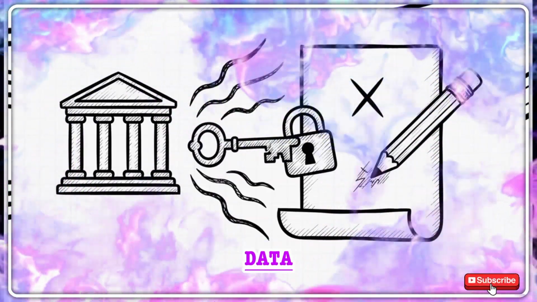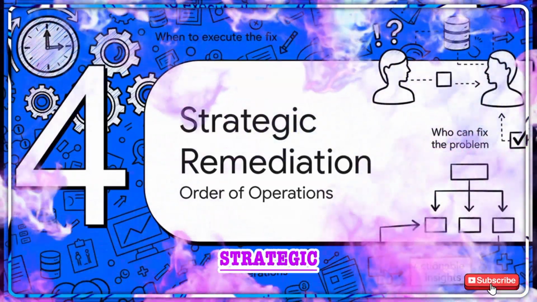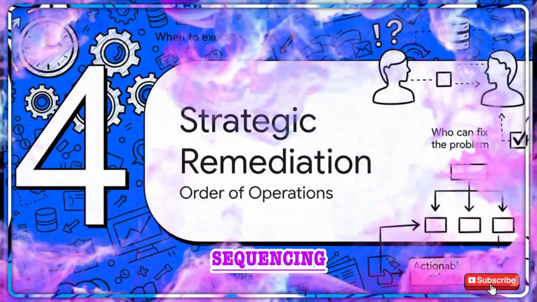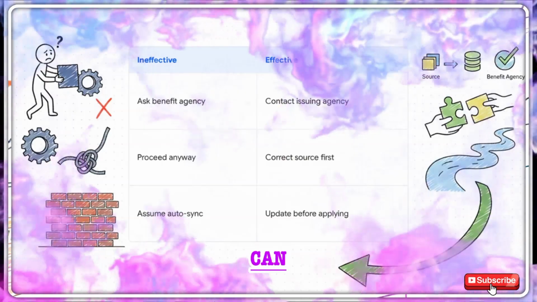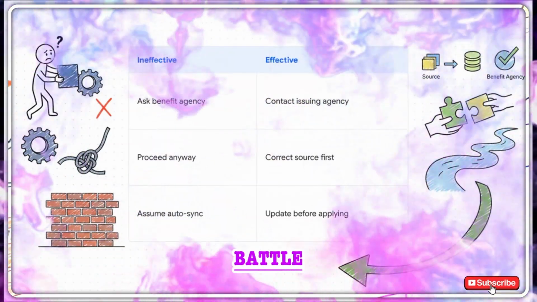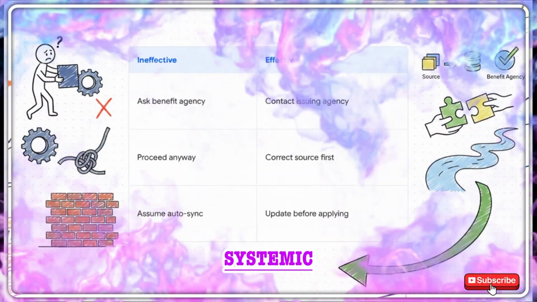Reaching them requires deliberately stepping completely out of your current downstream process and returning right back to the exact origin point of the data. And that brings us to our final section, Section 4, Strategic Remediation Sequencing, or the critical order of operations. Knowing exactly who can fix the problem is really only half the battle. Knowing the precise sequence of operations is what actually resolves the systemic failure.